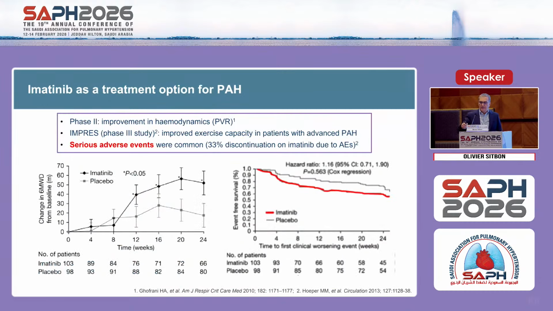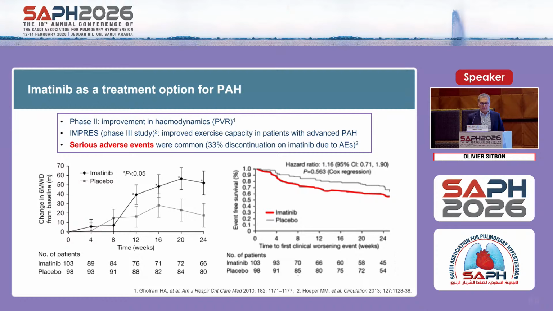Imatinib has been shown to be efficacious in terms of improvement in hemodynamics by decreasing pulmonary vascular resistance, in particular for the most severe patients. And the study has been published by R.D. Ghofrani 15 years ago. And this led to the launch of the IMPRESS study. It was a phase 3 study.